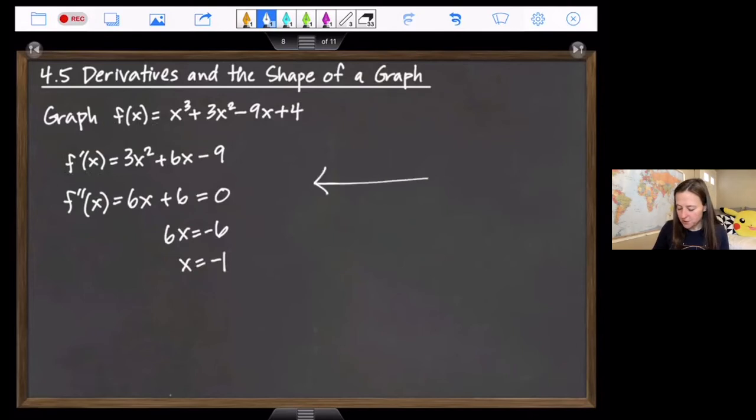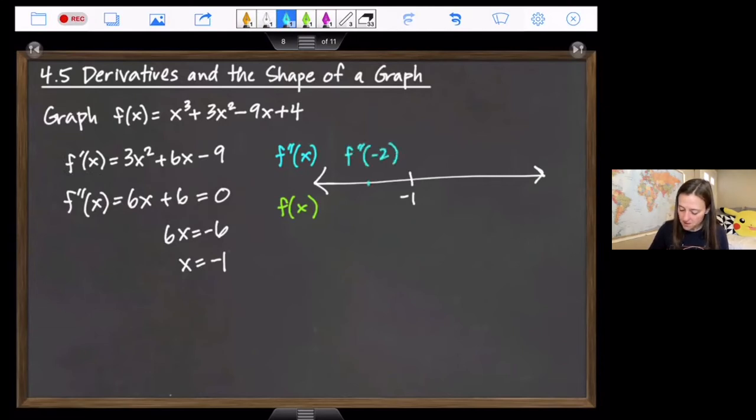So then we're going to make our sign chart. This time we're going to do it for f double prime of x, and then we'll make concavity statements about f of x below. So we need to put x equals -1 on our number line, and we're going to test the second derivative on both sides of that. So we're going to find f double prime of, let's say, -2. And something to the right of -1 would be 0. Love plugging in 0. So let's find f double prime. Here's our second derivative. f double prime of -2 and f double prime of 0.